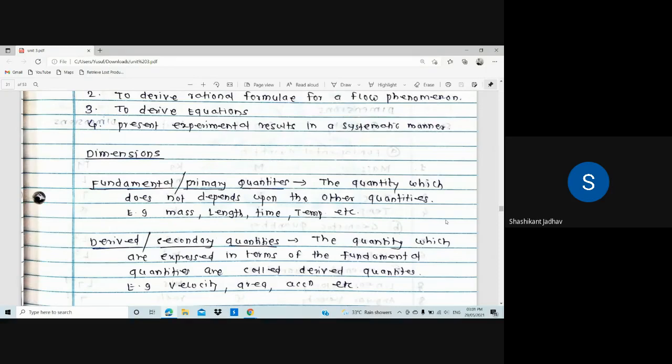Write down the fundamental quantities. Examples are mass, length, time, temperature, etc. The quantities which do not depend upon other quantities, that is mass, length, time, temperature, etc.